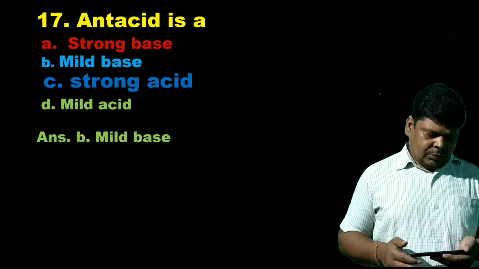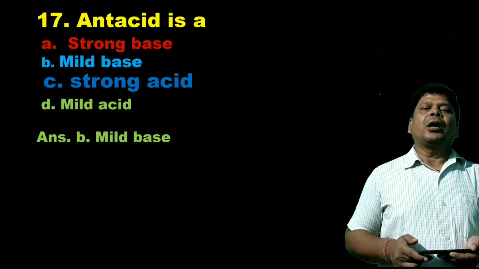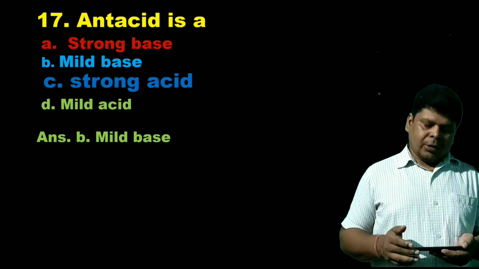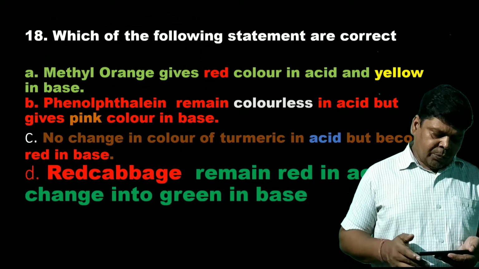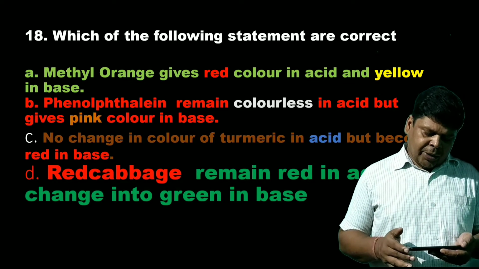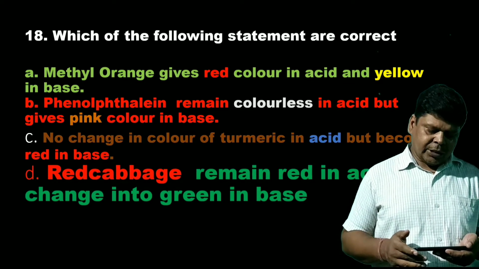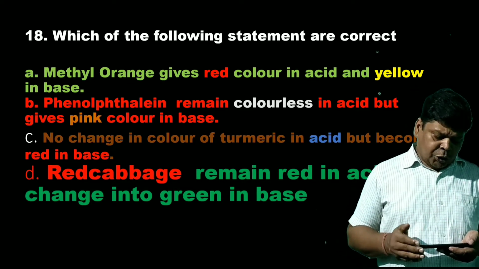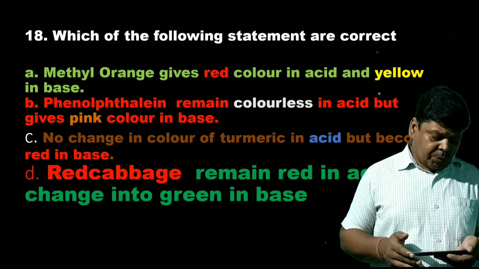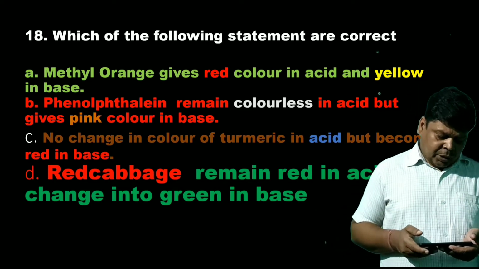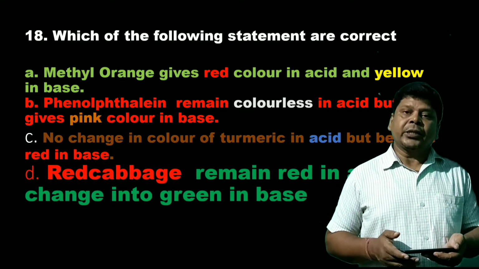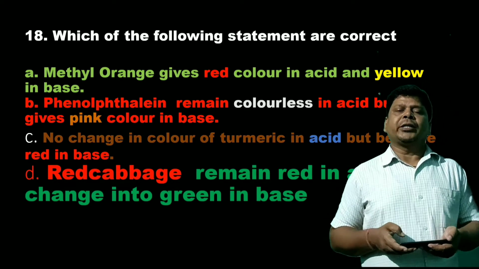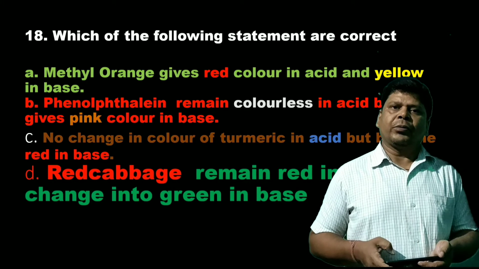Next one, which of the following statements are correct? Methyl orange gives red color in acid. This one is correct, and yellow in base. Phenolphthalein remains colorless in acid. Yes, this remains colorless in acid, but gives pink color in base. This is correct. No change in color of turmeric in acid. Yes, but becomes red in base. This one is also correct. Red cabbage remains red in acid, but changes into green in base. This one is also correct answer. So answer is all of the above.